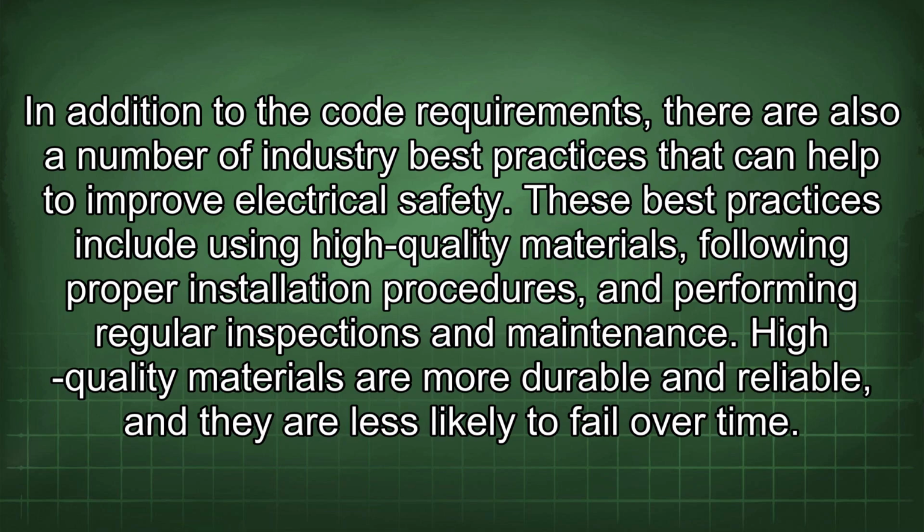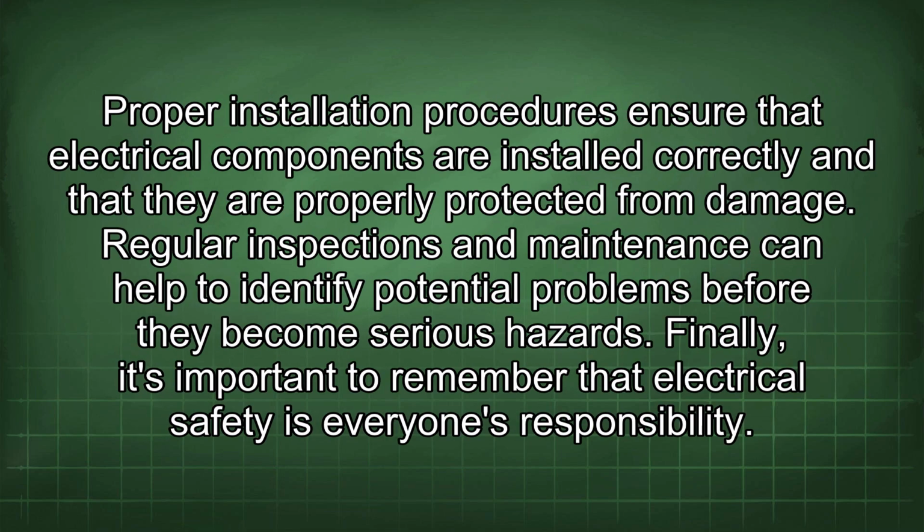In addition to the code requirements, there are also a number of industry best practices that can help to improve electrical safety. These best practices include using high-quality materials, following proper installation procedures, and performing regular inspections and maintenance. High-quality materials are more durable and reliable, and they are less likely to fail over time. Proper installation procedures ensure that electrical components are installed correctly and that they are properly protected from damage. Regular inspections and maintenance can help to identify potential problems before they become serious hazards.